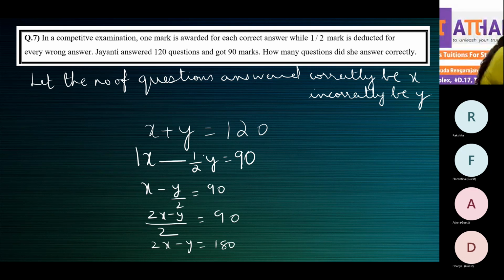If you multiply by 2, you cannot multiply only that part, you should multiply the equation throughout by 2. If you want to multiply this one by 2, it should be 2 into x, 2x, 2 into y, 2y, 2 into 120, 240. Yes or no? Yes.